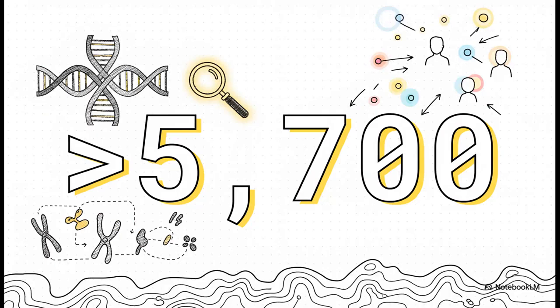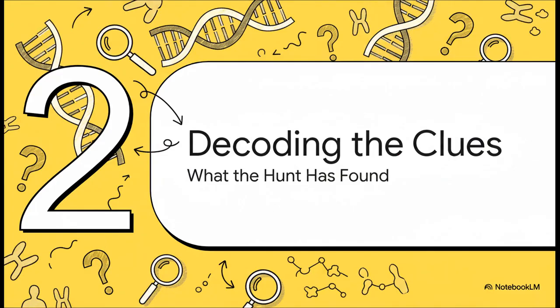And the scale of this effort, it's just staggering. I mean, to date, researchers have conducted over 5,700 of these studies. They've investigated the genetic links for more than 3,300 different human traits. This has created a map of our genetic landscape that's just completely unprecedented. Okay, so we've run thousands of these massive genetic hunts. What have we actually found?